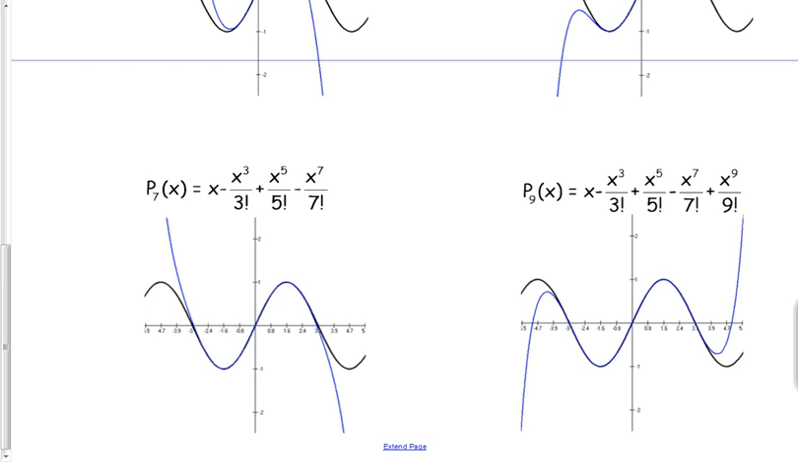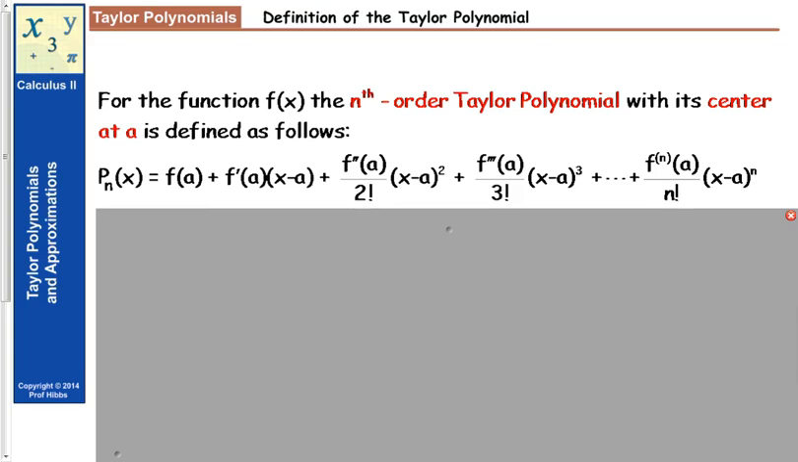Well, here I've shown you what the Taylor polynomials are of different orders for f of x equals sine of x, but we need to know how we actually determine those Taylor polynomials. So we'll begin doing that on the next page. And so this is the definition of a Taylor polynomial.